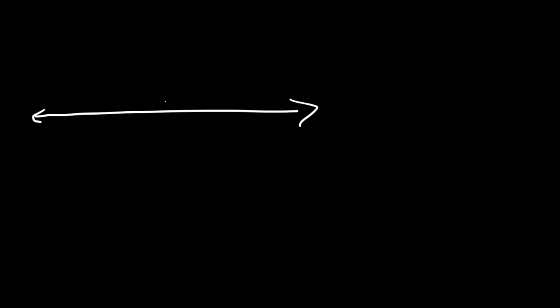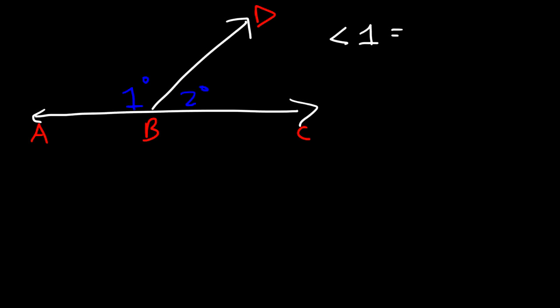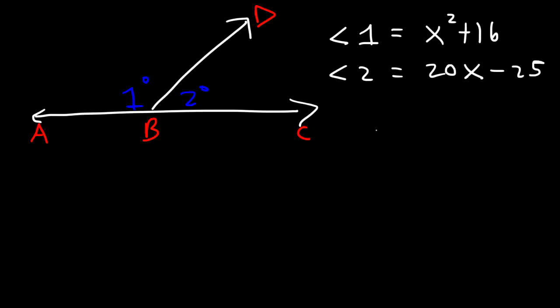So here's another example. Let's say this is line ABC. And let's call angle DBC angle 2, and ABD is going to be called angle 1. Now let's say that angle 1 is equal to x squared plus 16, and angle 2 is 20x minus 25. And keep in mind, ABC is a straight line. What is the measure of angle 2? Feel free to pause the video and try this problem.